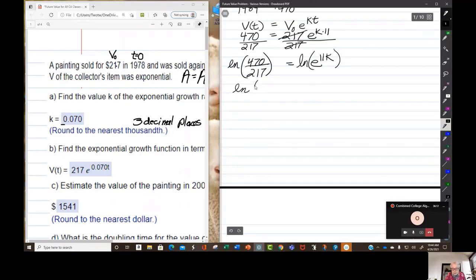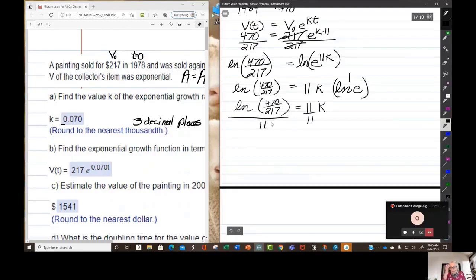The ln of 470 over 217 equals 11k times the ln of e, where the ln of e is 1. So I'm going to put a big 1 there. Well, 11k times 1 is 11k. So you've got the ln of 470 over 217 equals 11k. And to find k, I divide by 11. And now is when I bring out the calculator.